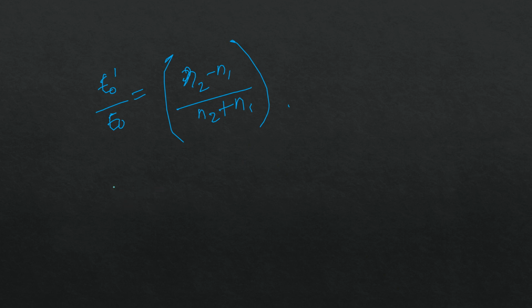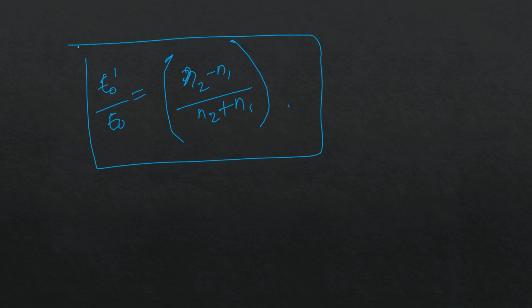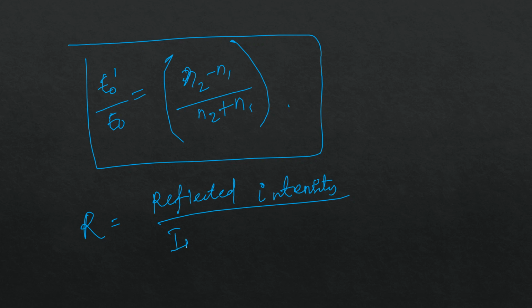Next, this is another formula. Now, R, the reflectance, is equal to what? Reflected intensity divided by incident intensity.